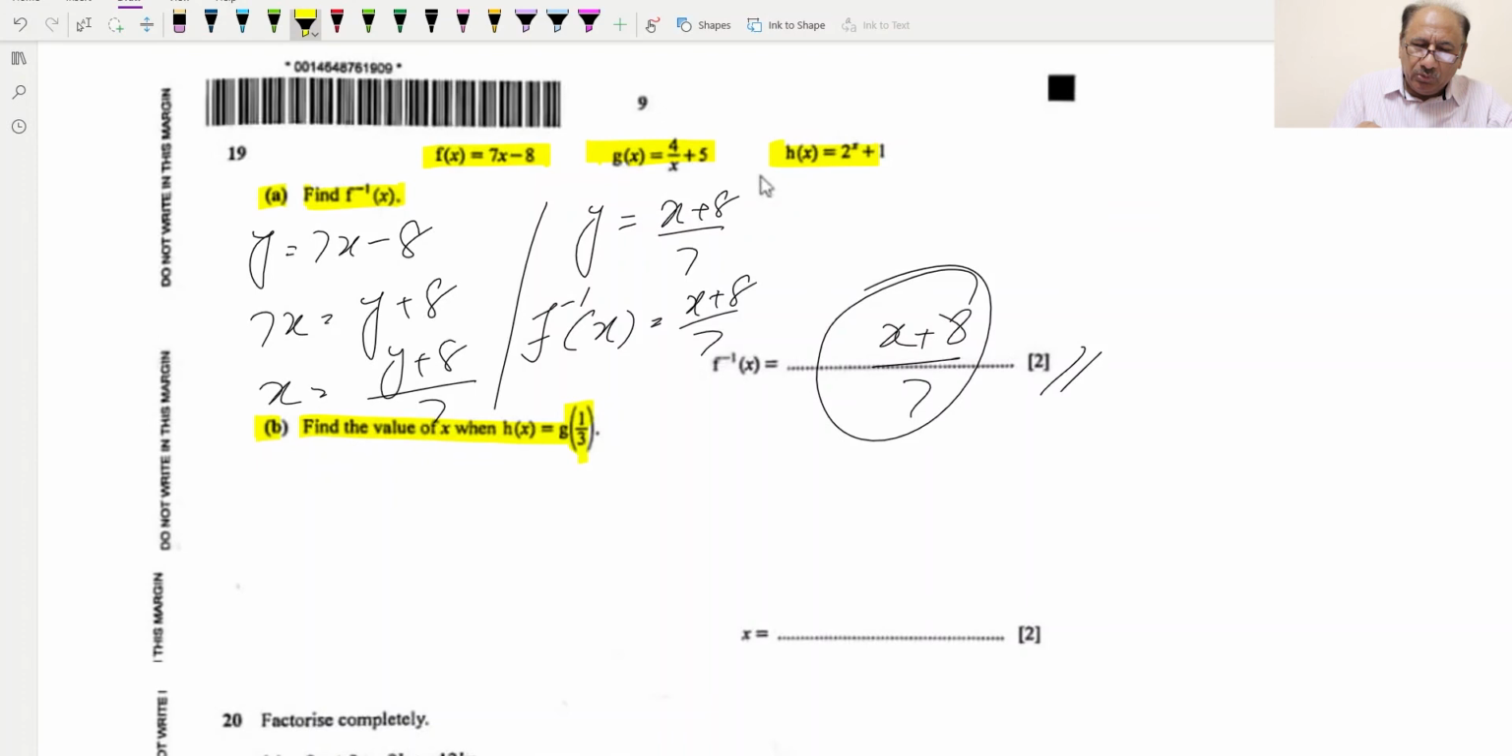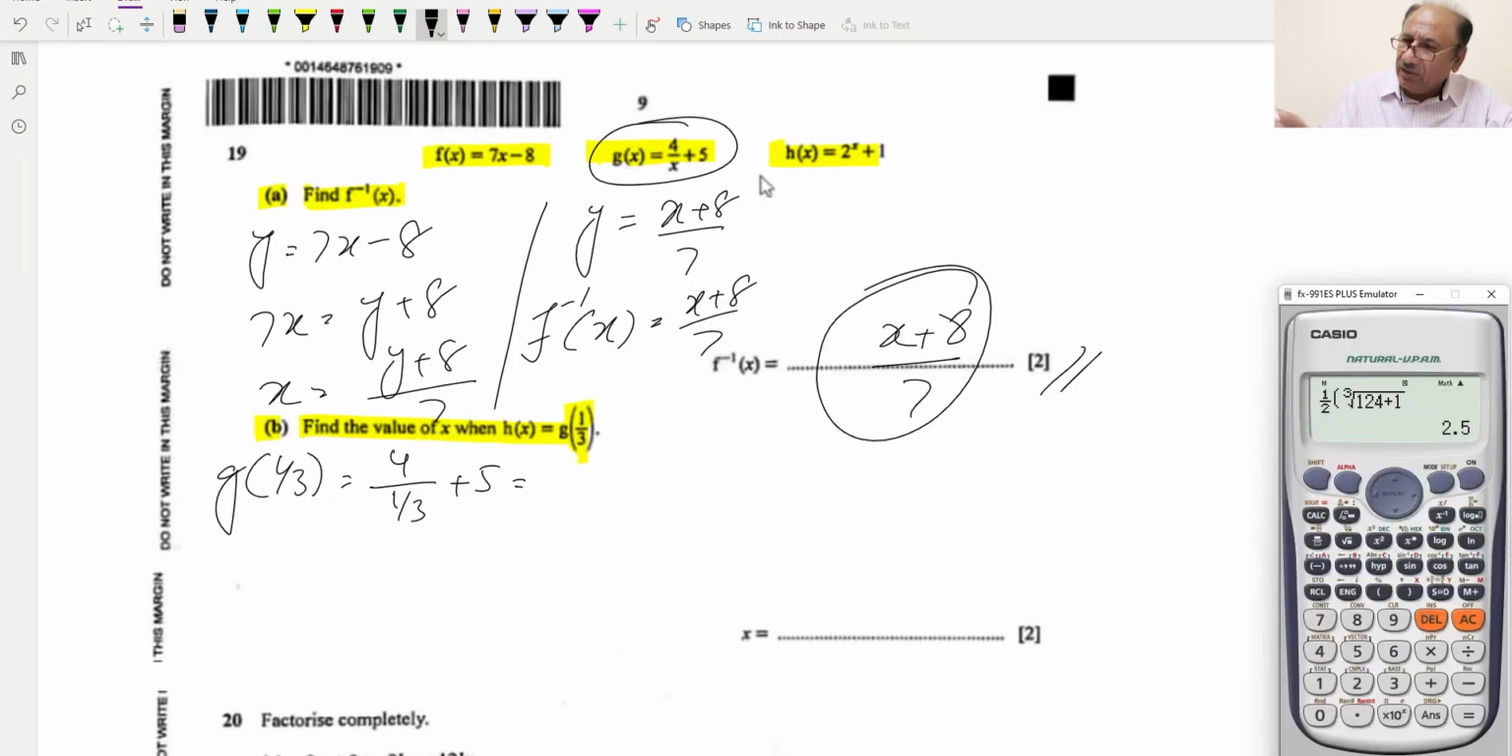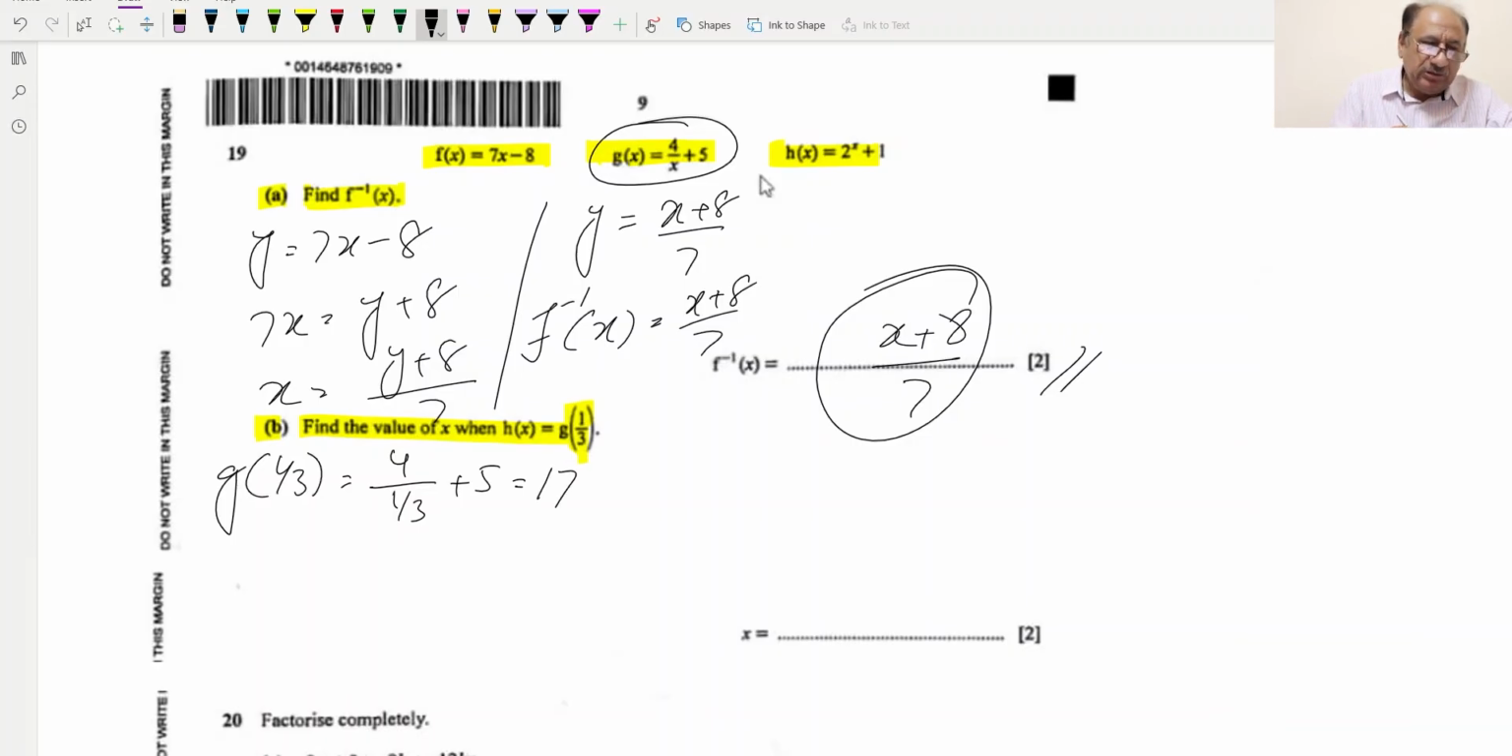find the value of x when h of x is equal to g of 1 by 3. So we can find g of 1 by 3. g of 1 by 3 will be equal to g of x, which is this, so we will replace x by 1 by 3. So 4 over 1 by 3 plus 5. Taking fraction over fraction, this will be 1 over 3, plus 5, and this is equal to 17. So g of 1 by 3 is equal to 17.